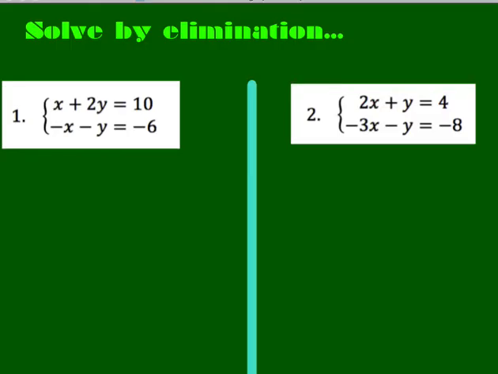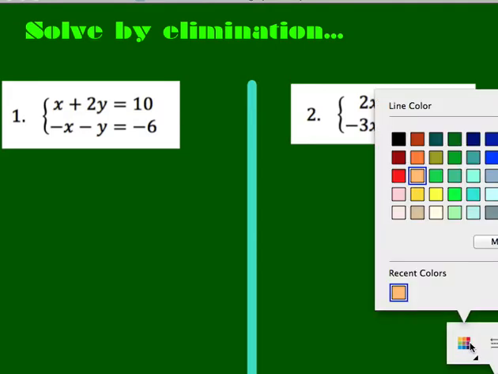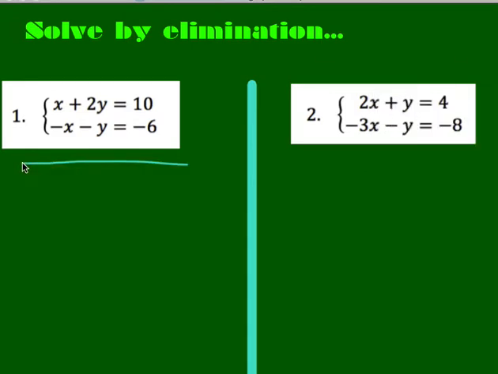Taking a look at number 1. For number 1, I notice that one of my x's is negative and one of my x's is positive, which means I can go ahead and add down the columns right away. x minus x is going to cancel out completely, so I don't even need to write that because it's just going to be 0. 2y minus y is going to give me y. And then 10 minus 6, or 10 plus a negative 6, either way, is going to give me 4. So now I know that y is equal to 4.